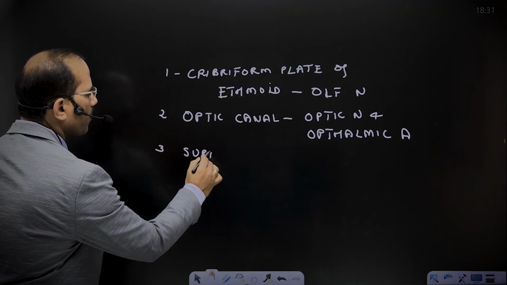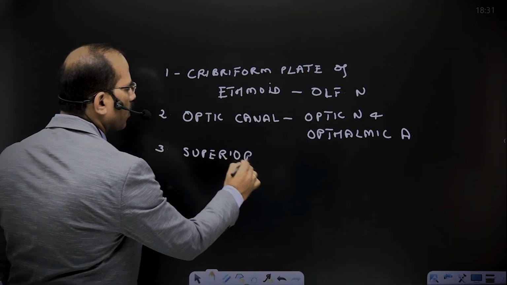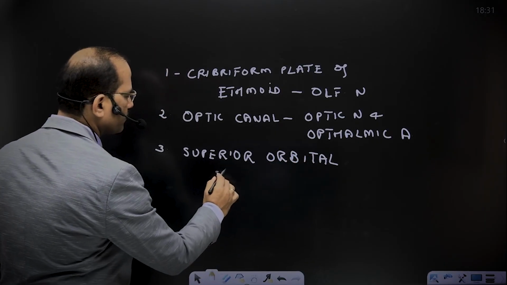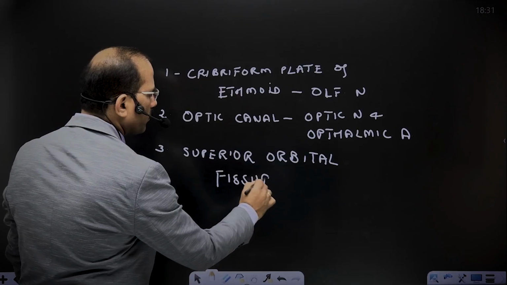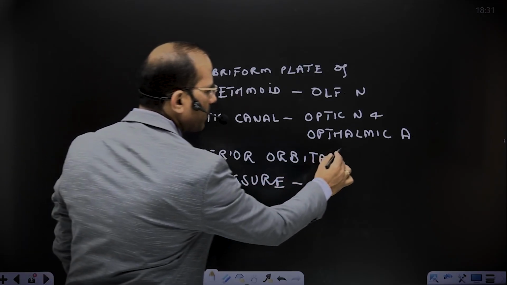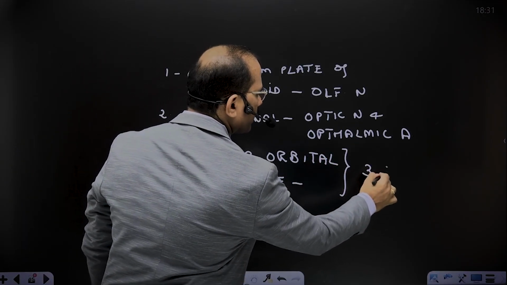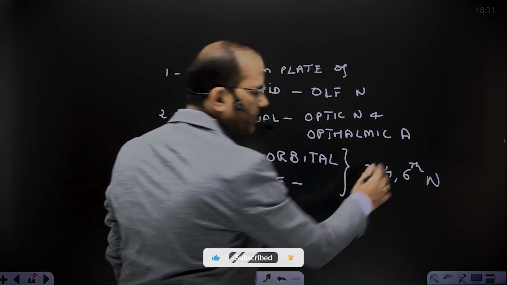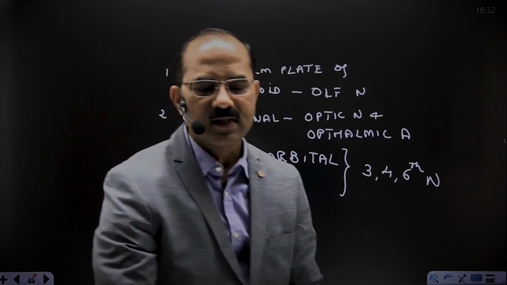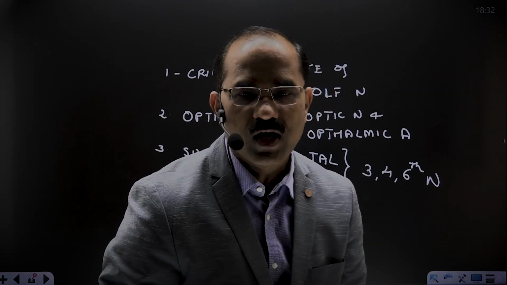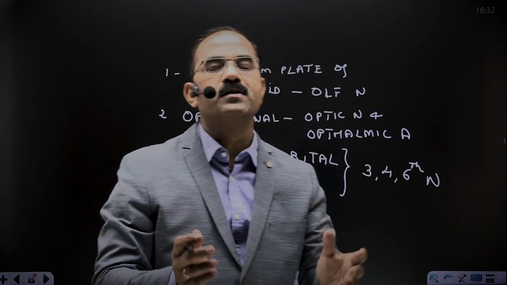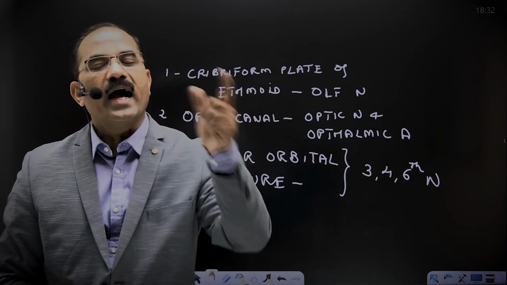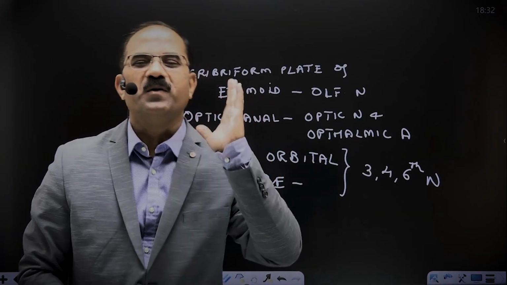Okay, and coming to number 3, the superior orbital fissure. What passes from here? The 3rd nerve, the 4th nerve, the 6th nerve. The 3rd, 4th and 6th nerves are going to supply the extraocular muscles, right? All the extraocular muscles are supplied by the 3rd nerve except the lateral rectus, which is supplied by the 6th nerve, and the superior oblique, which is supplied by the 4th nerve.